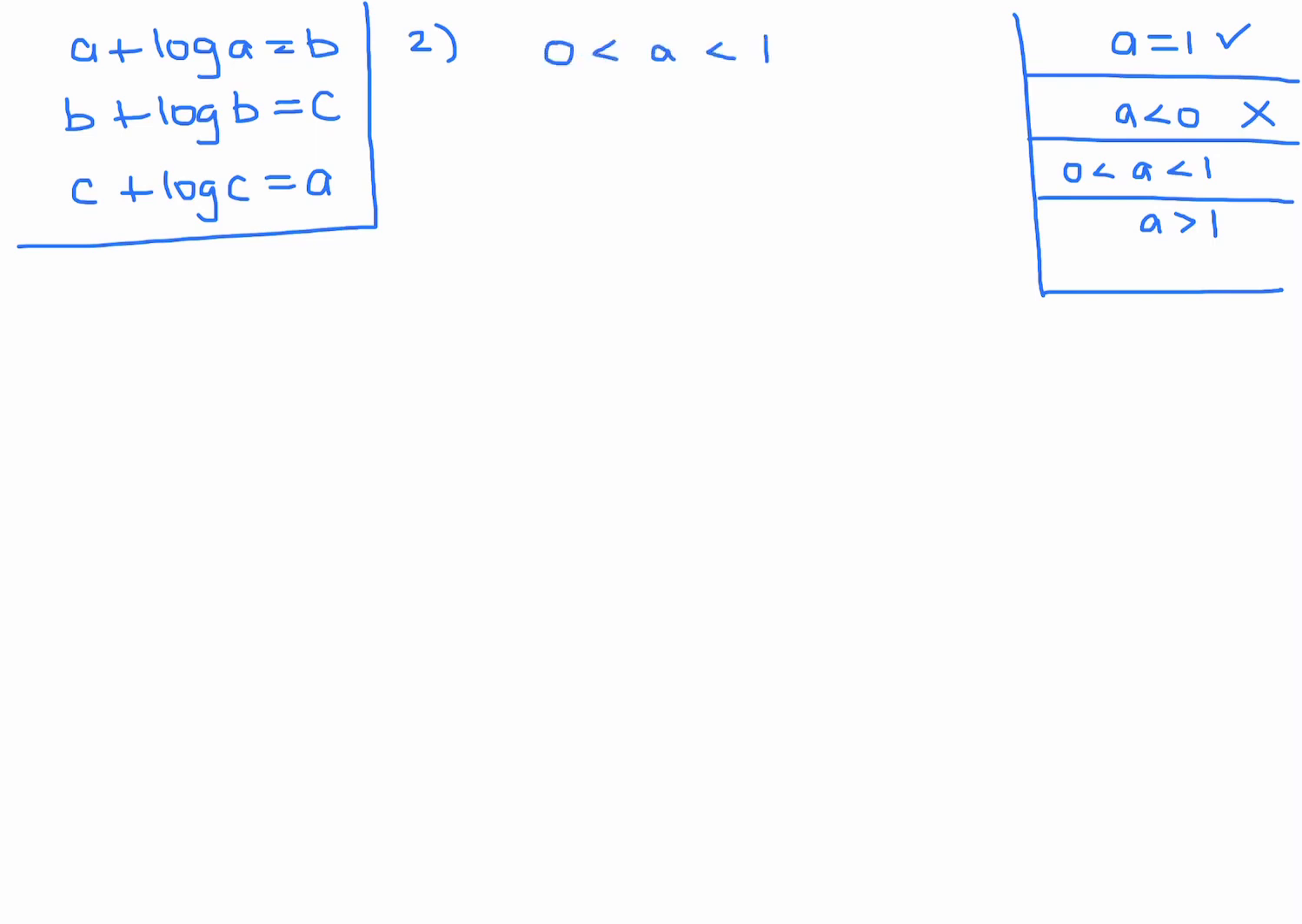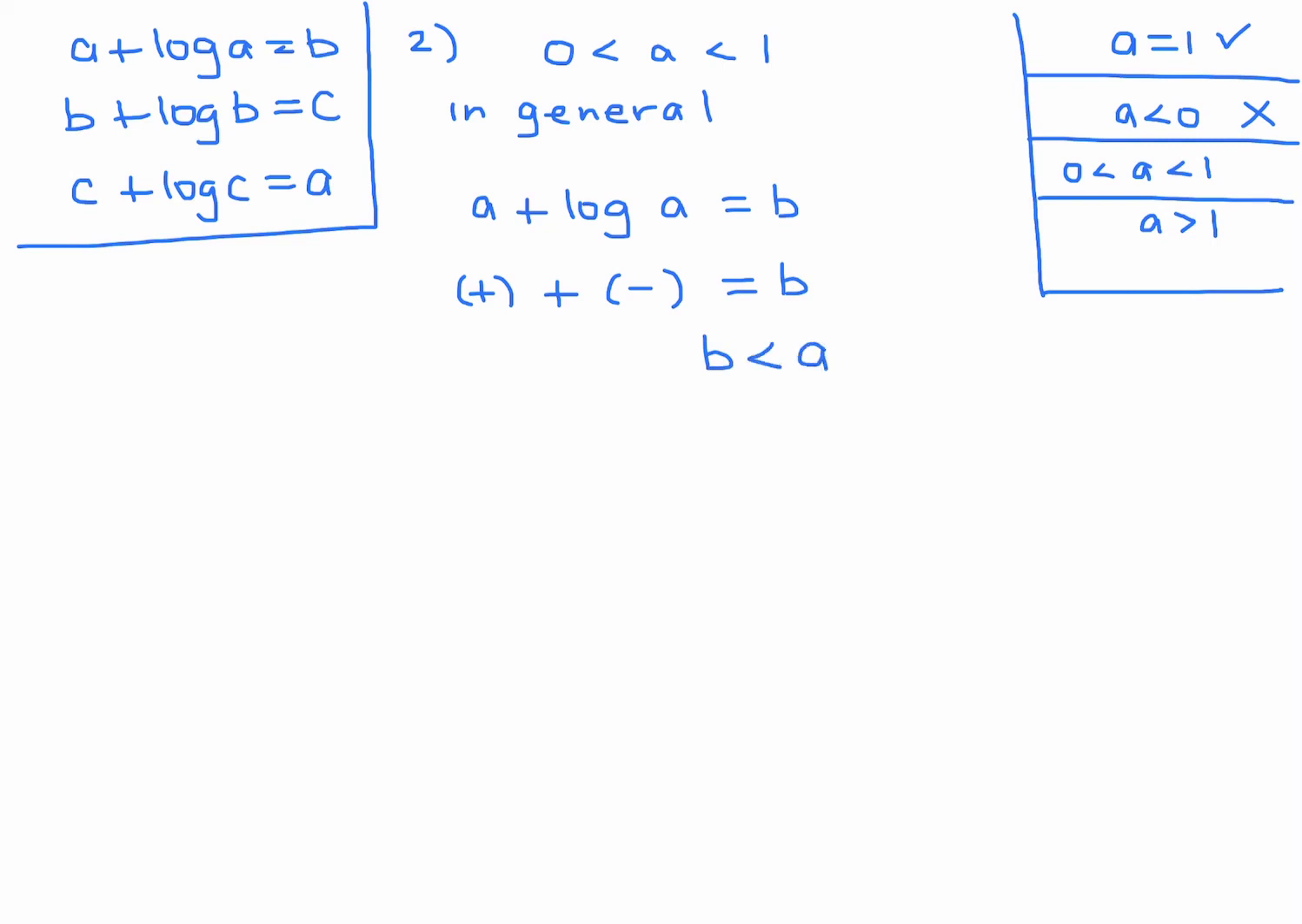0 is less than a is less than 1. Okay, so in general, if that is true, then if we look at the first equation, which is a plus the log of a is equal to b, a is some number, right? It's between 0 and 1, so it's some small positive number, 0.5, 0.7, whatever. But if you take the log of a number that is less than 1, it results in a negative number. Okay, try it. Take your calculator out, take any number between 0 and 1, take the log of it. You get a negative number. So that means that b is less than a, because you're taking a and subtracting something from it. So b is less than a. Okay? So that's very important to understand.